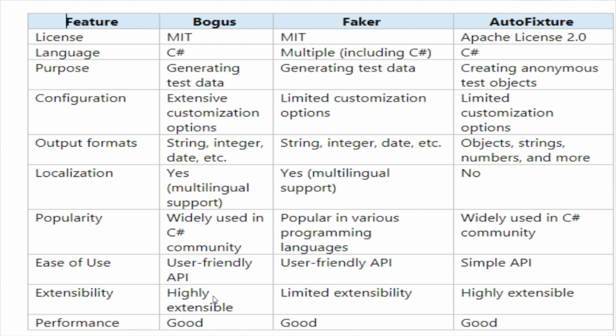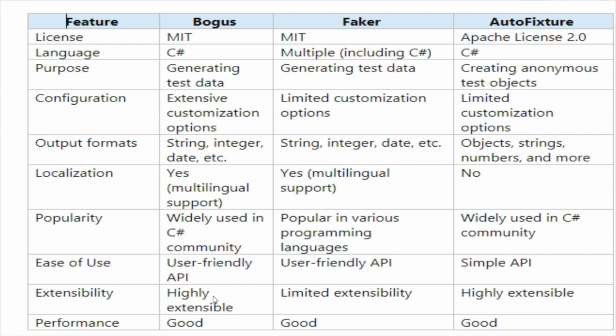So basically, Bogus, Faker, and AutoFixture. Bogus and Faker have an MIT license, and AutoFixture has an Apache license. Language supported: basically Bogus supports C sharp and AutoFixture supports C sharp, but Faker supports multiple languages. Purpose: some of the libraries serve multiple purposes. Bogus generates only test data. Faker also generates test data, but AutoFixture also creates anonymous test objects.